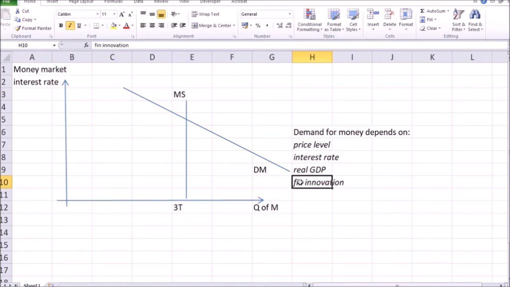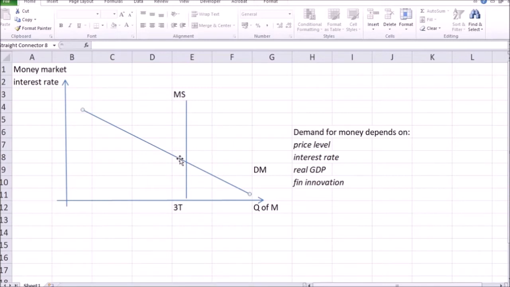But with greater financial innovation, as it's easy to buy and sell financial assets just at a click of a button, I don't need to keep as much cash in my pocket. I don't need to keep as much cash on my bank account, because if I need cash, I can very, very quickly sell some of my financial assets to get cash. So financial innovation actually reduces the amount of cash I want to keep.